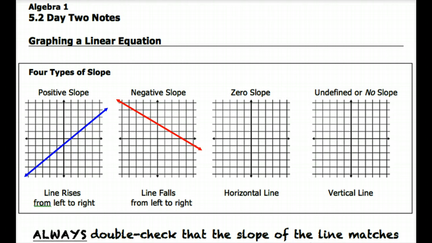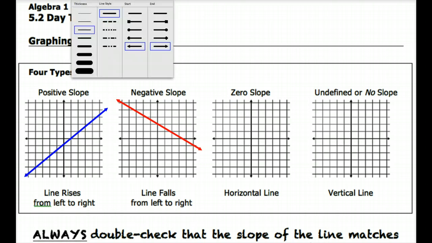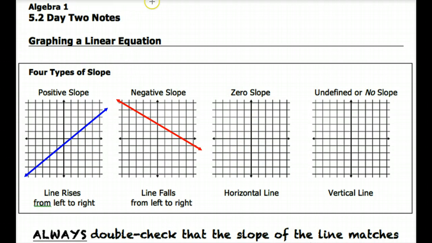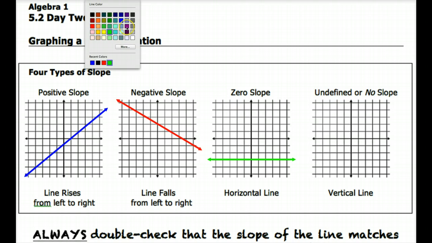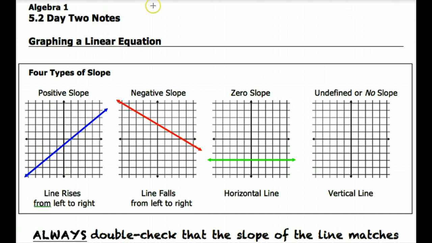We have zero slope lines, and we talked about in the first video that a line with zero slope is going to be a horizontal line. So those will look like this. And then we also have lines that have undefined or no slope. Those are lines that are not functions, and those would be vertical lines. These are lines that don't pass the vertical line test, so these aren't functions actually, but we'll still be talking about them in this unit.